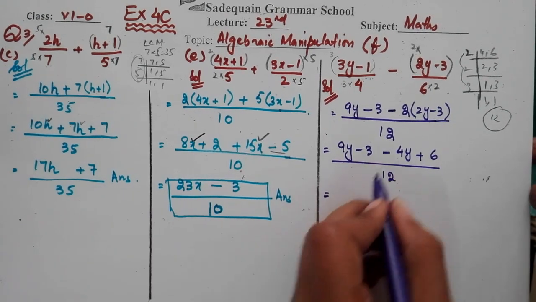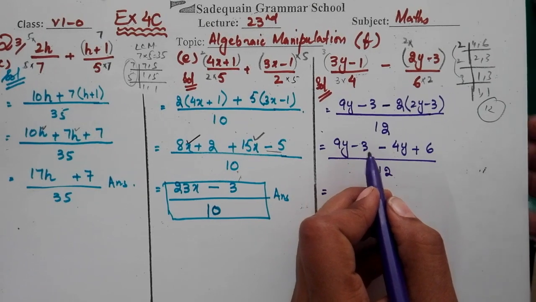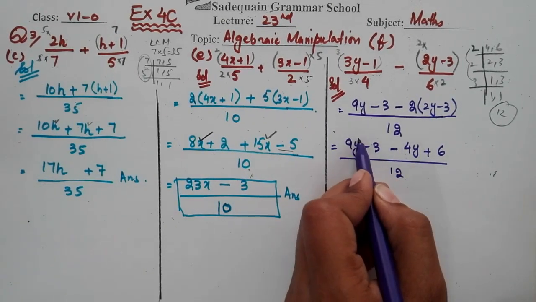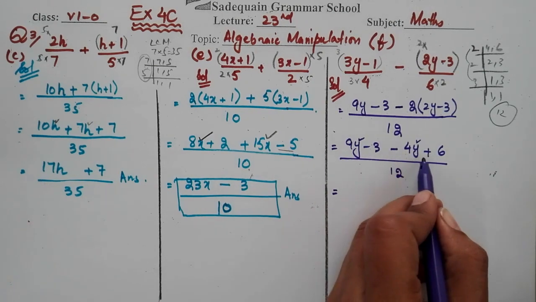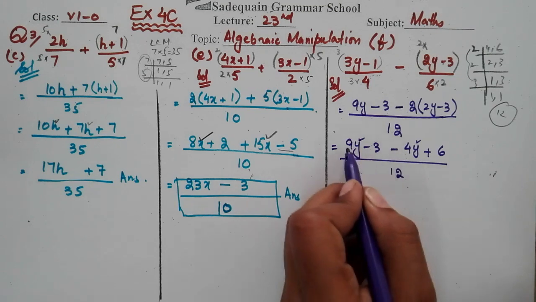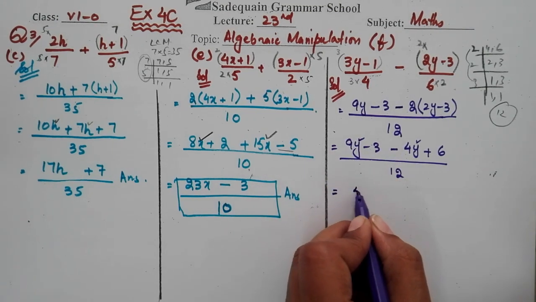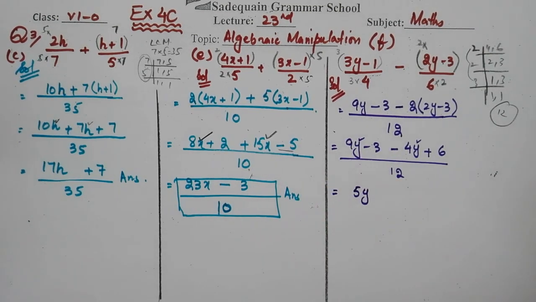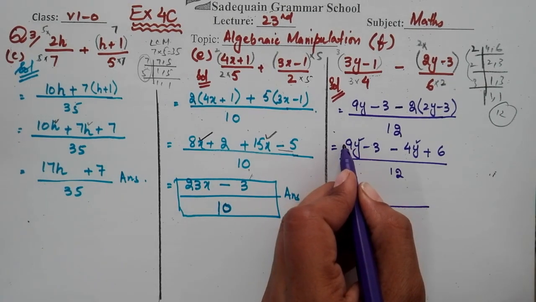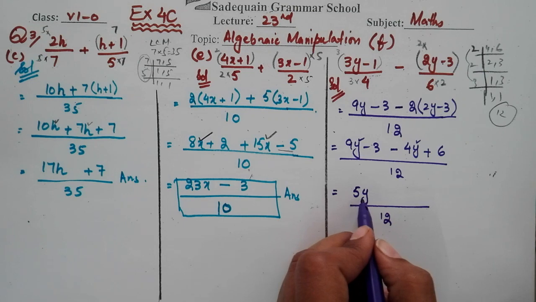Now here we will add the like terms. Now what are the like terms here? Yes, these are the y values. This y and this y, same variable, same power. So 9, and now here minus plus. So plus minus minus, so 9 minus 4, it will be 5y. Now which sign will come along the answer? Yes, sign of a greater number. So it will be 5y.